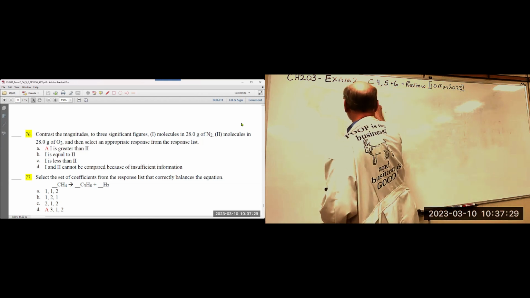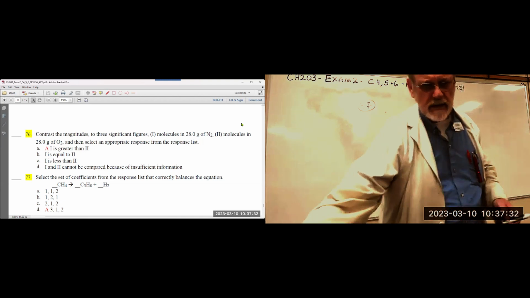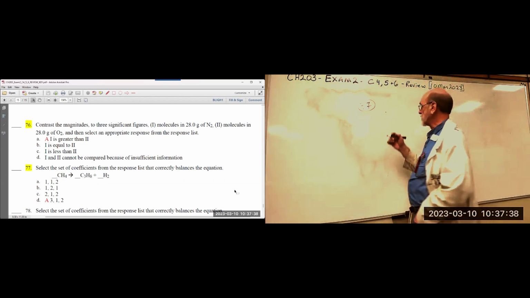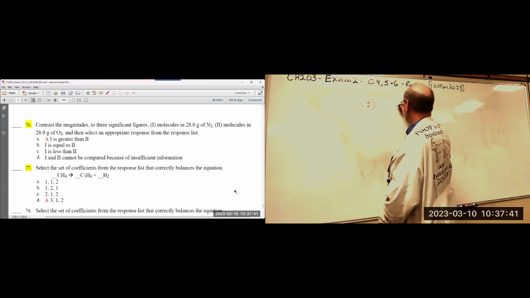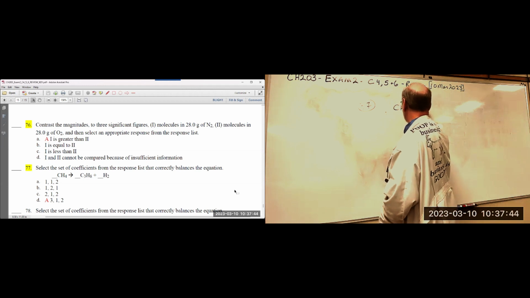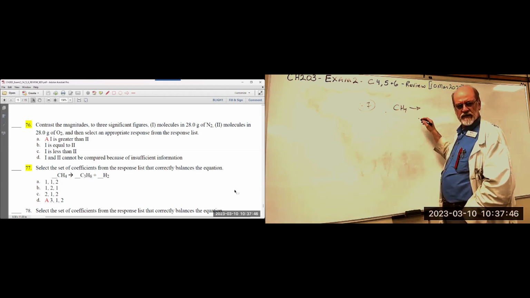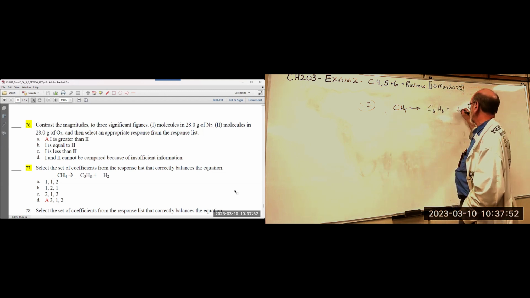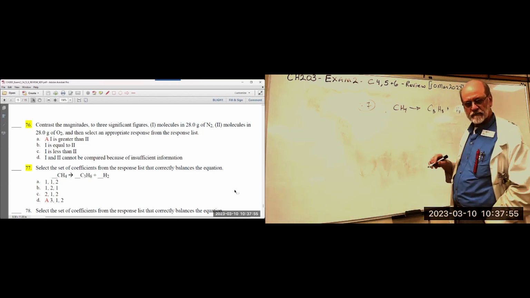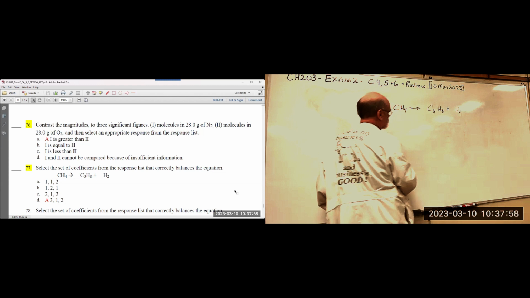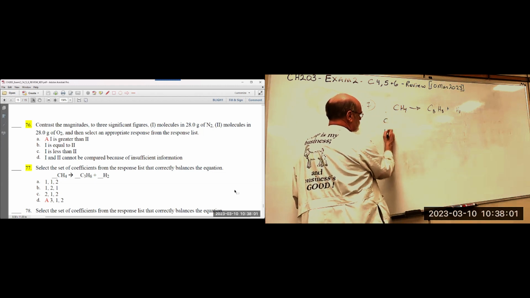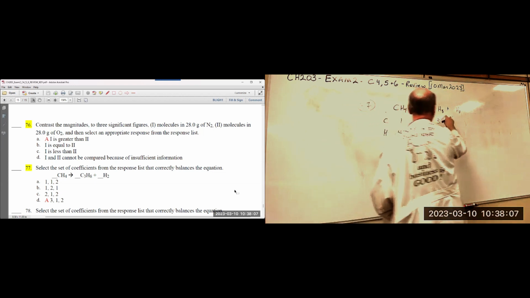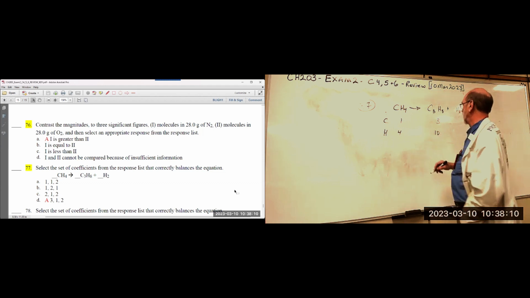$77. Balance the equation. So we got methane yields C3H8, propane, plus hydrogen. So we need to set up a budget for this one. Probably be safer, wouldn't it? Just carbon and hydrogen. So we got 1 carbon and 4 hydrogens here, 3 carbons and 8 hydrogens there.